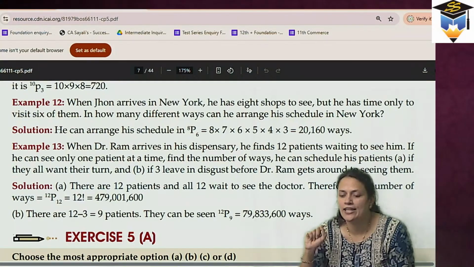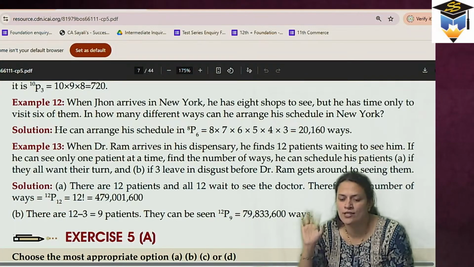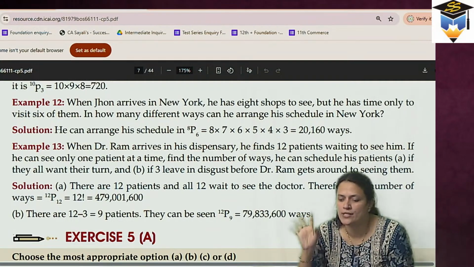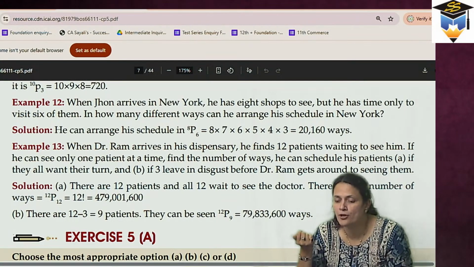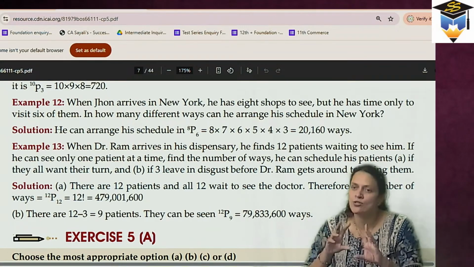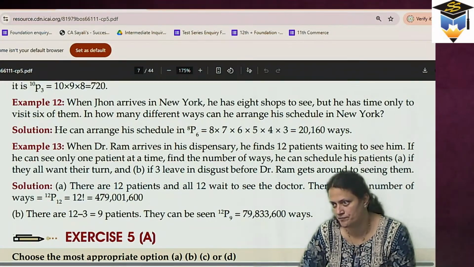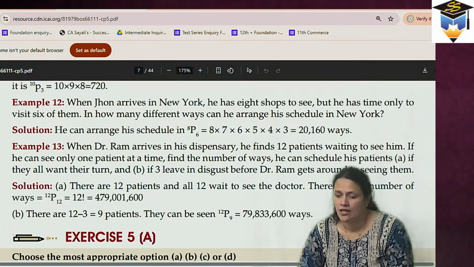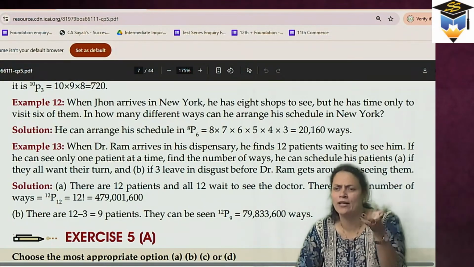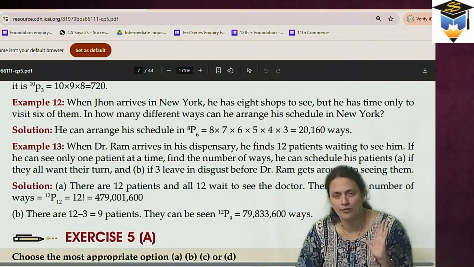Second, if 3 leave in disgust before Dr. Ram gets around to see them. So the first condition: how many patients? 12. So the value of n is 12. How many ways can he see 12 patients? 12P12, because he has to see all 12 patients. So that is done in 12P12 ways, that is 12 factorial. He can see only one patient at a time, but anybody can come before anyone. There is no condition given. So that can be done in 12P12 ways.